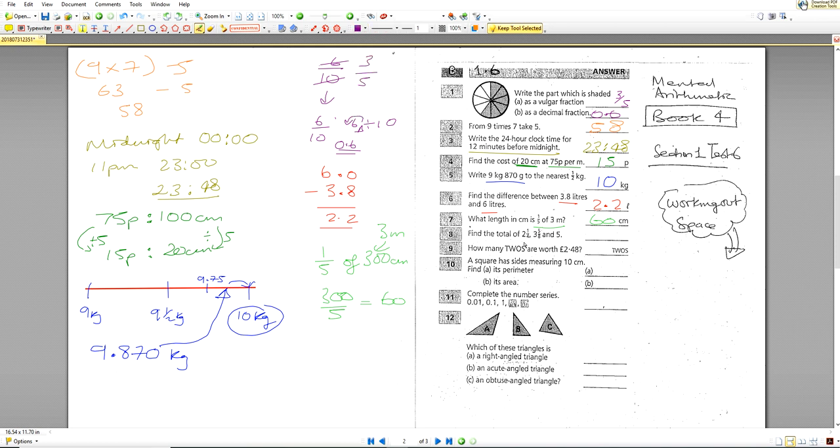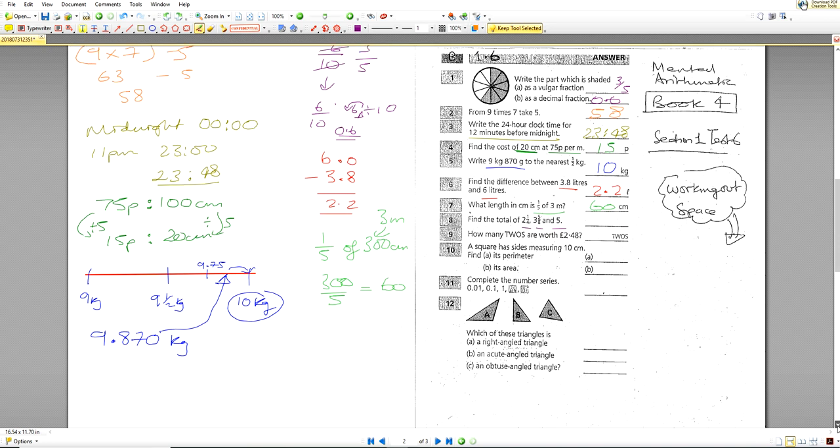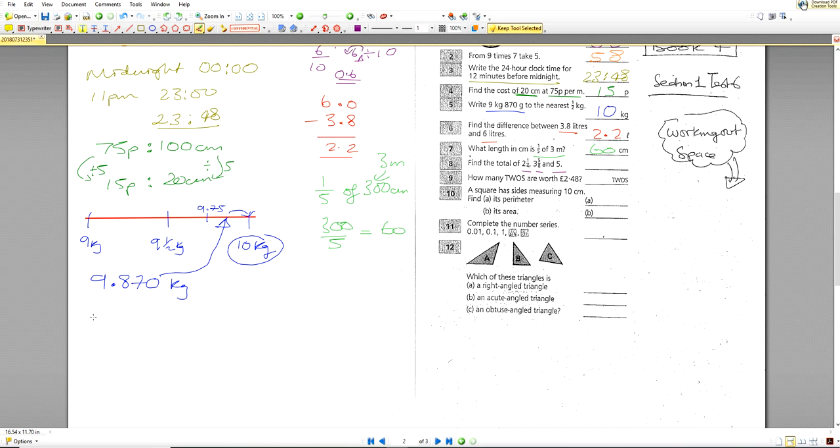It says find the total of 2 1/4, 3 5/8, and 5. Okay, here we go. Right, let's move the page down a bit so you've got more space. So we have 2 1/4, add 3 5/8, add 5. So first of all, we add the whole numbers. 2 add 3 is 5, 5 add 5 is 10 so far, and a bit more.